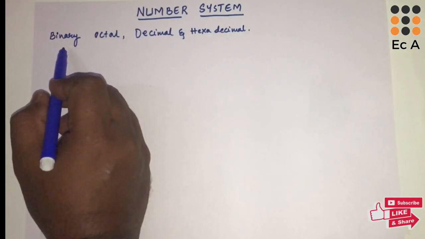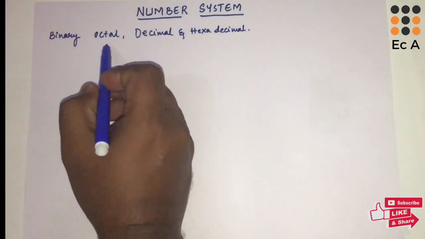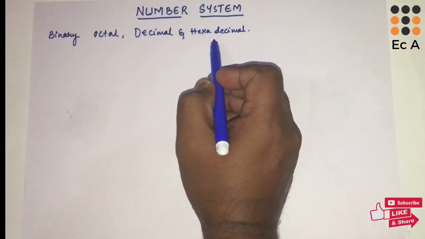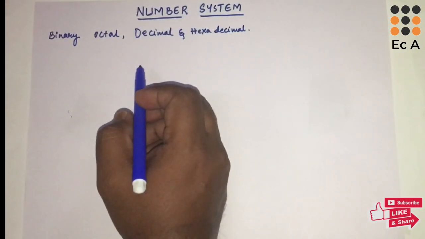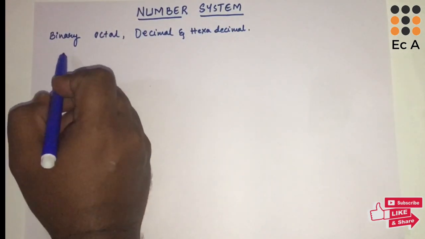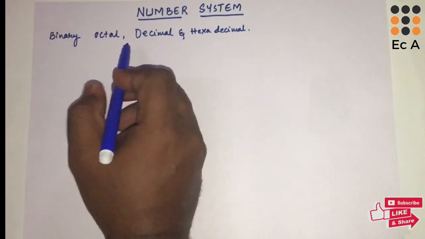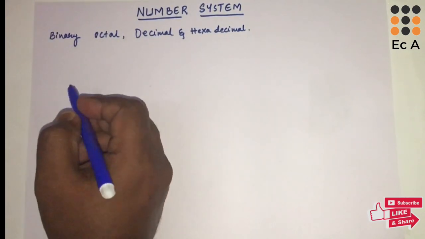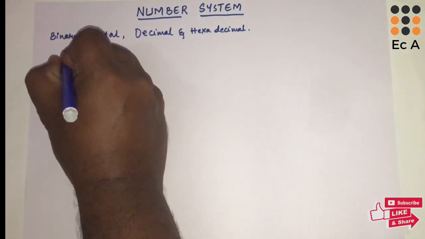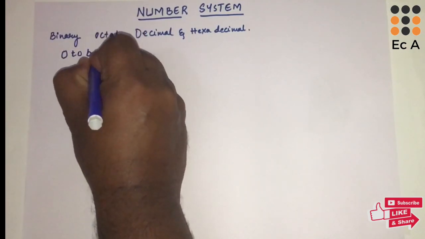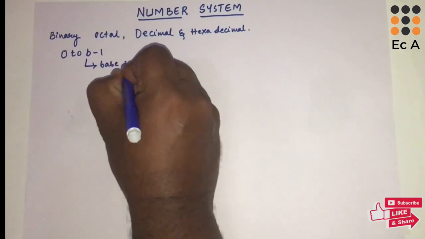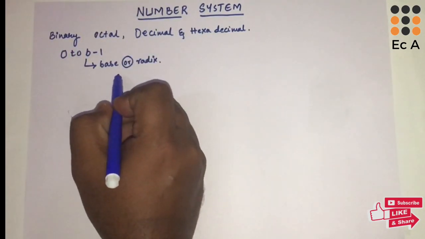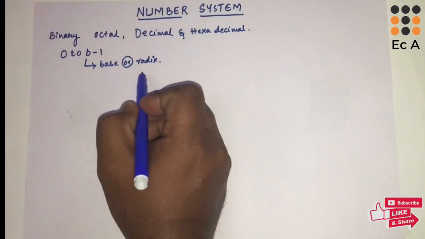Binary number system is used in digital electronics. Octal number system and hexadecimal number systems are rarely used, but they are used to provide simple shorthand representation of multi-bit numbers. Total numbers in each number system can be easily calculated by using a simple formula, which is given as 0 to b minus 1, where b represents base or radix of a number. Base or radix is used to represent a number system.